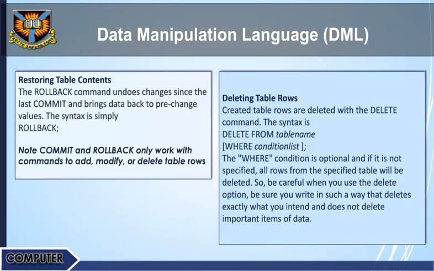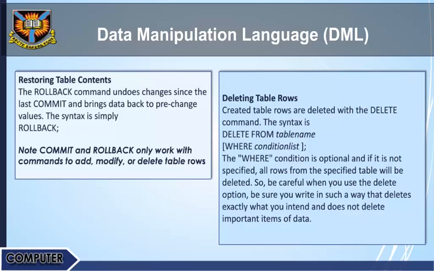Restoring table content. The rollback command undoes changes since the last commit and brings data back to pre-change values. The syntax is simply rollback. Note, commit and rollback only work with commands to add, modify, or delete table rows.